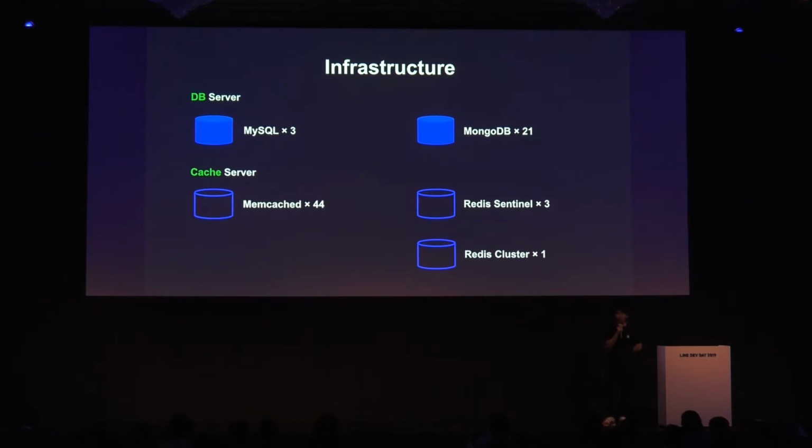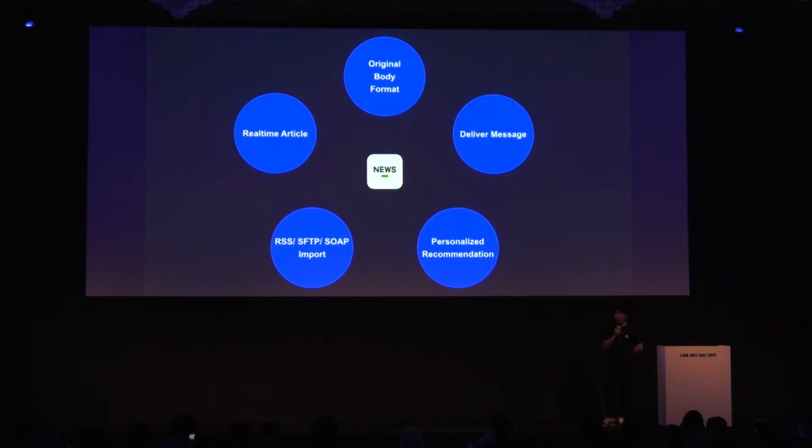For DB servers, we have 3 MySQL and 21 MongoDB. For cache servers, we have 44 Memcached servers, Redis in Sentinel configuration with 3 of them, and also 1 cluster configuration. Memcached is for Perl, and Redis is for Java. Other than these, we have other servers and also CMS servers, RSS, SFTP, SOAP, and externally orchestrated servers. So we have quite different kinds of servers.